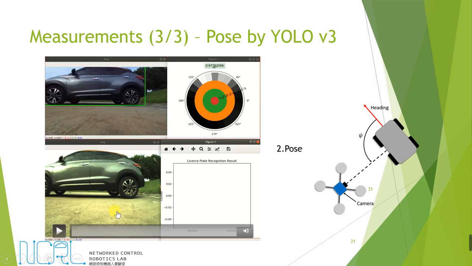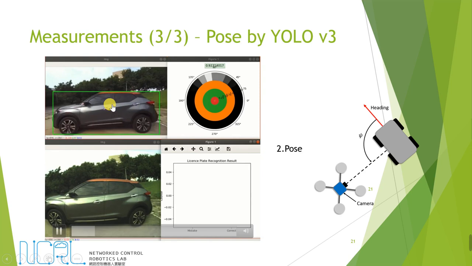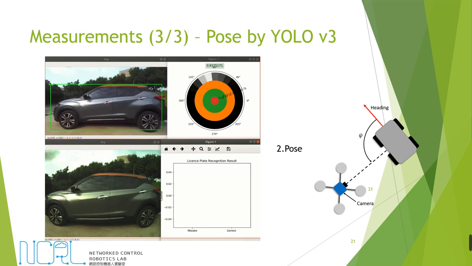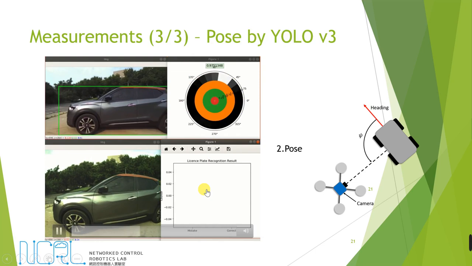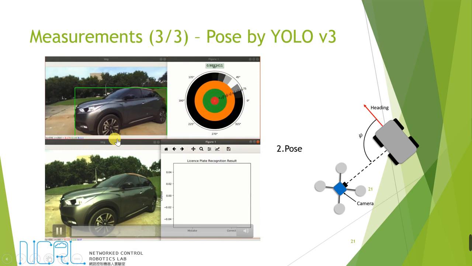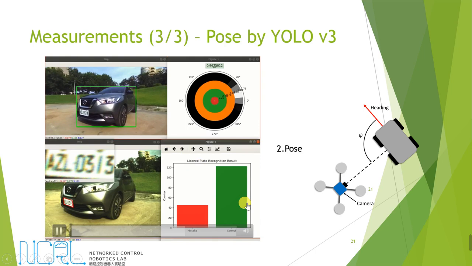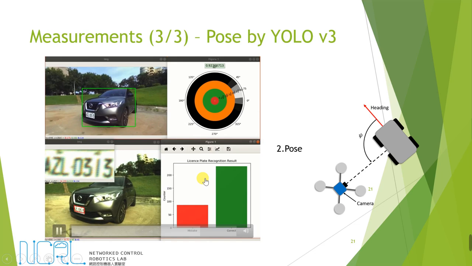Okay, and this one is in real life. We borrowed a car and tested on this car in real time. This image is captured by the camera on the UAV, and we did a flight test. And here shows the result, the pose of the target. And here's the license plate recognition. Because it hasn't seen the license plate yet, but once it's in the field of view, it will generate a result. The red one is the failure rate, and this one is the success rate. But you can see that the success rate is very sensitive to the angle of view.